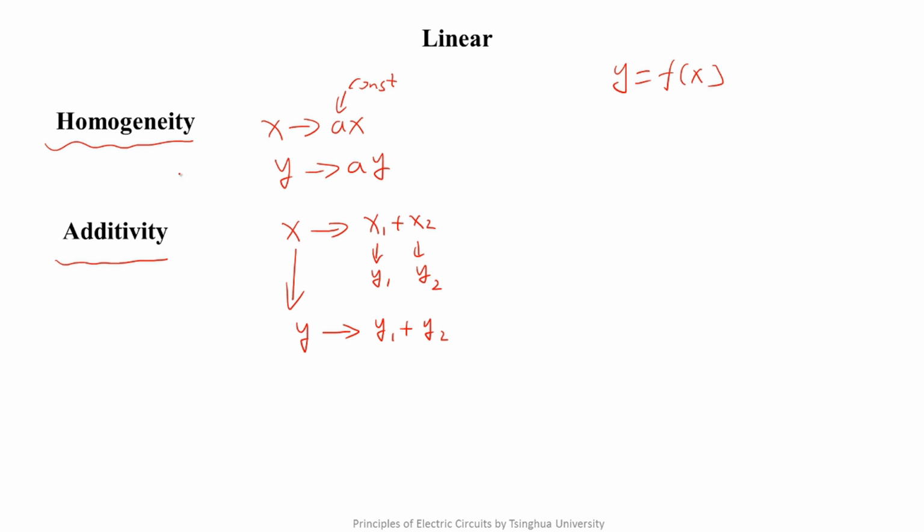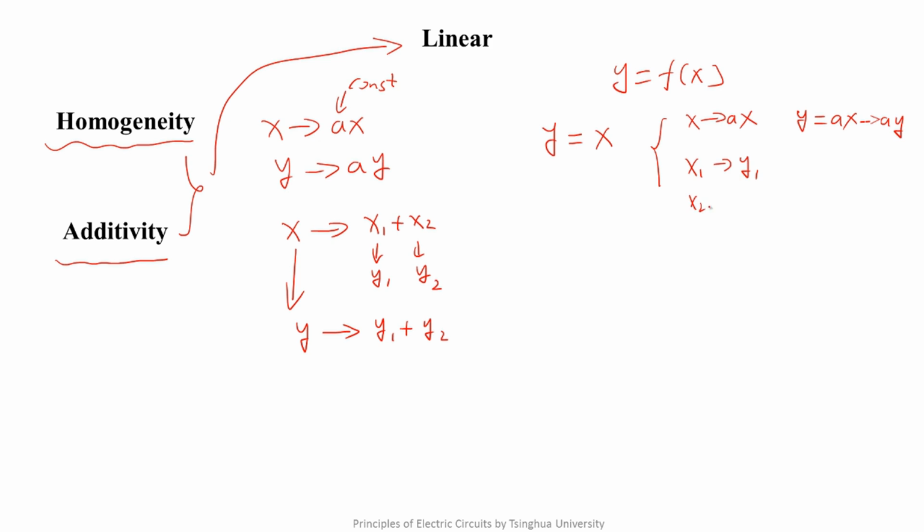If one function satisfies the homogeneity and the additivity, it is a linear function. Now let's verify some common functions to see whether they are linear ones. For example, y equals x. Firstly, when x changes to ax, y equals ax equals ay, which satisfies the homogeneity. Secondly, if y1 corresponds to x1 and y2 corresponds to x2, then y1 plus y2 corresponds to x1 plus x2, which satisfies the additivity. So y equals x is a linear function.